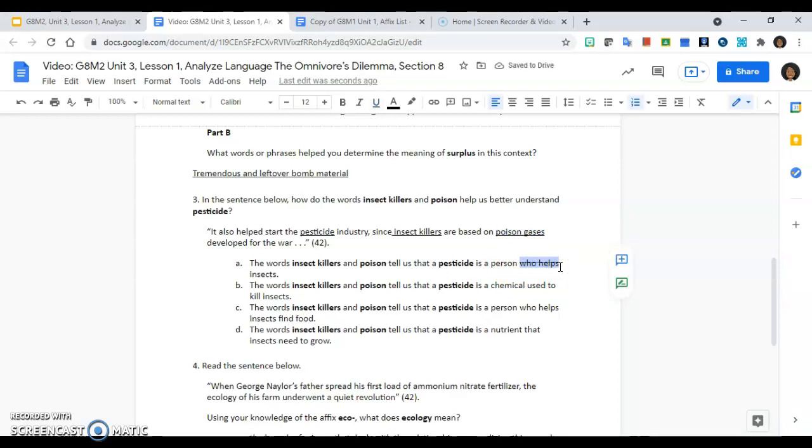Always read them all. The words insect killers and poisons tell us that a pesticide is a person who helps the insect find food. There's that helps again. And we have a negative connotation going on here. The words insect killers and poison tell us that pesticides is a nutrient that insects need to grow. That grow thing makes it sound more positive. Remember, we are looking for our connotations to match, and so the answer that we have left is B.